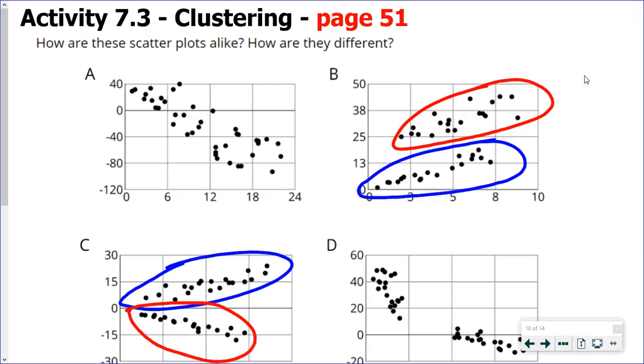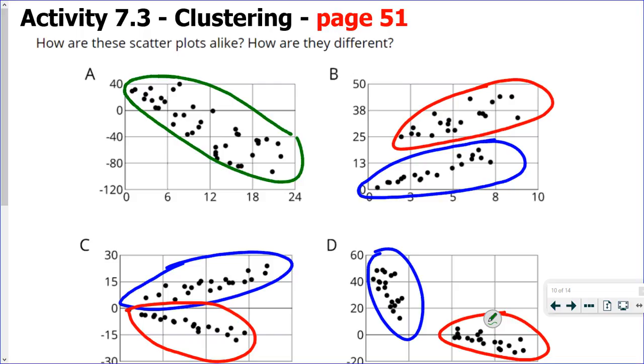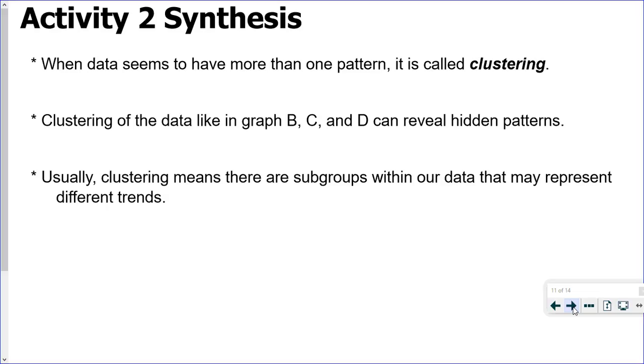And then again, we can see that in graph D, a cluster of data, another cluster of data, versus graph A, which has one general cluster of data, right? Okay.